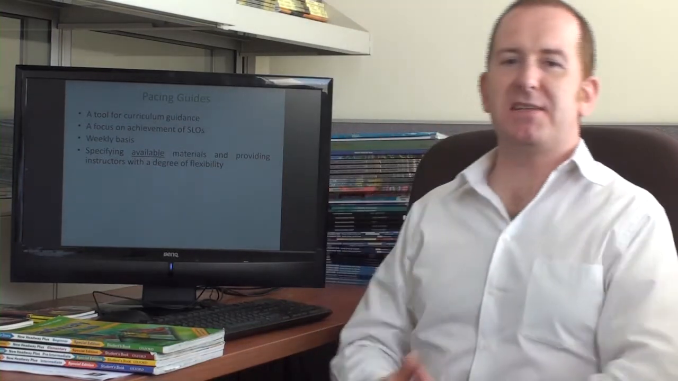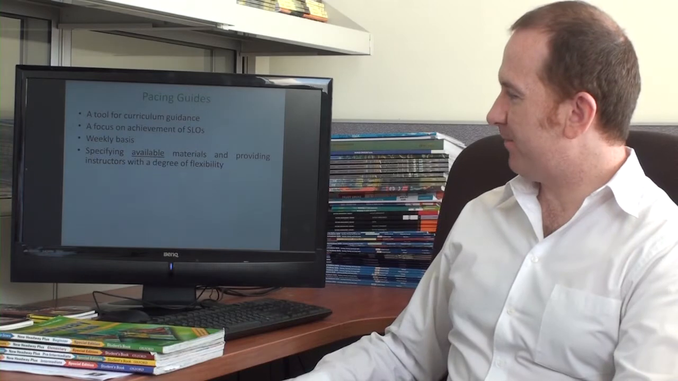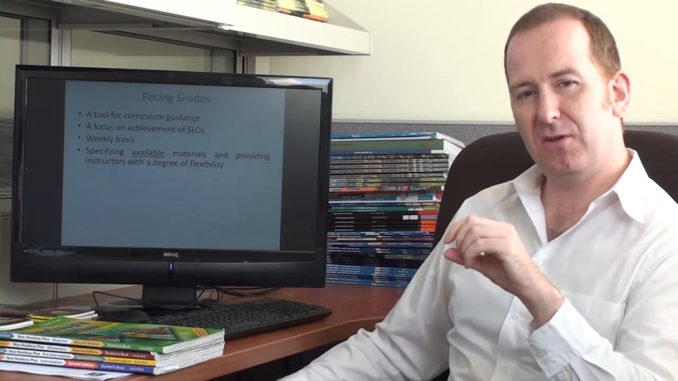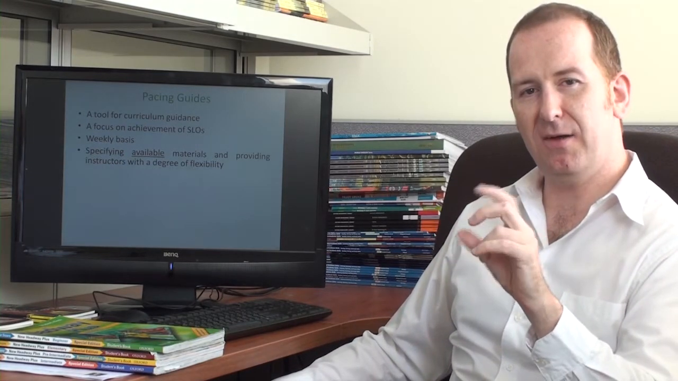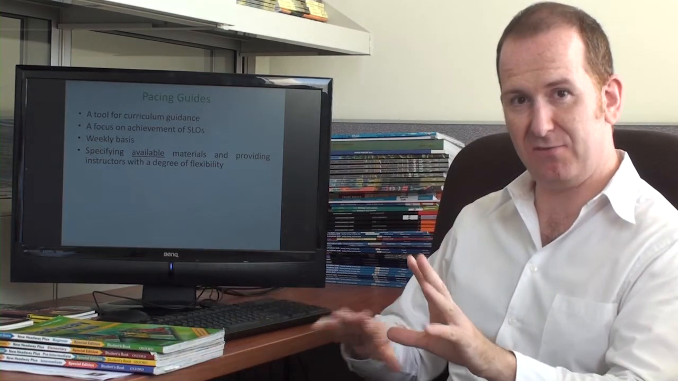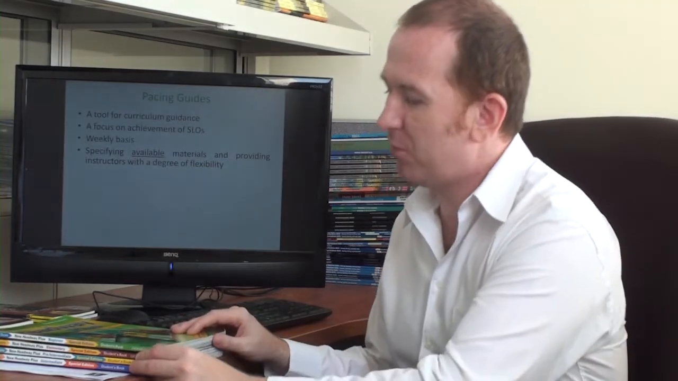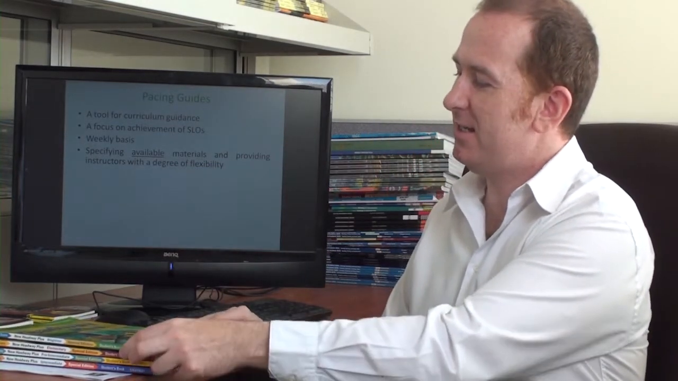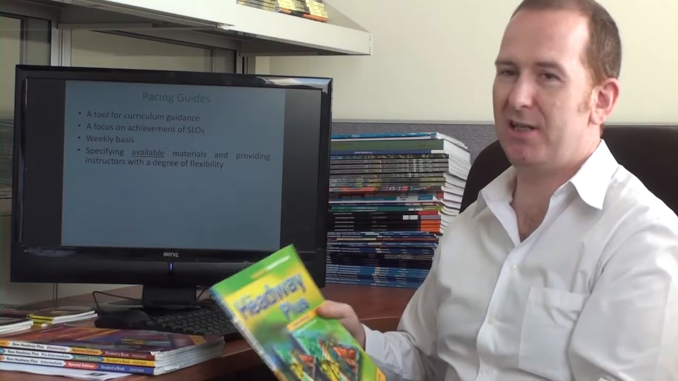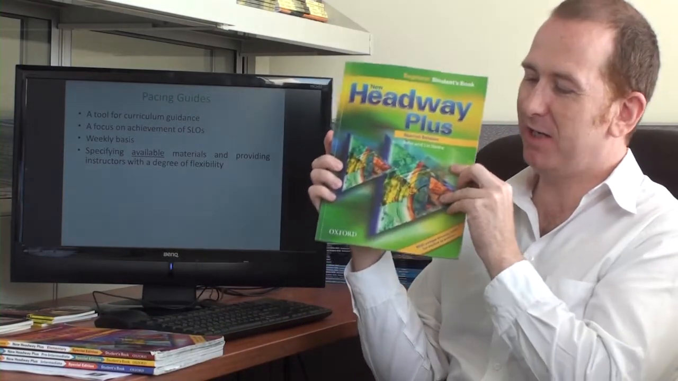Another thing that the pacing guides contain is a list of coursebook pages and resources to be covered. The coursebook we use at the ELI is New Headway Plus Special Edition. Level 101, we use the beginner book.